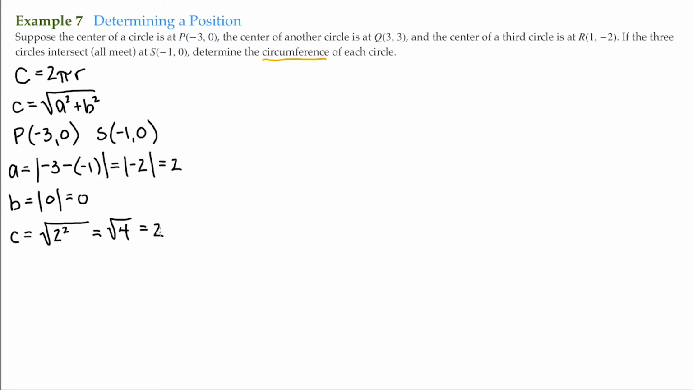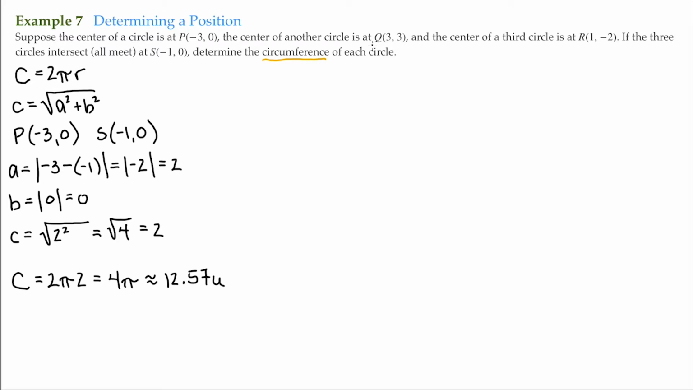So the length of the radius for this particular circle here with a center at -3 and 0 and an endpoint at S at -1 and 0 is 2. So its circumference is going to be 2 pi r, and its radius is 2. 2 times 2 times pi, that's 4 pi. And of course, then you can use your calculator. Type in 4 times pi, and that's approximately 12.57 units.